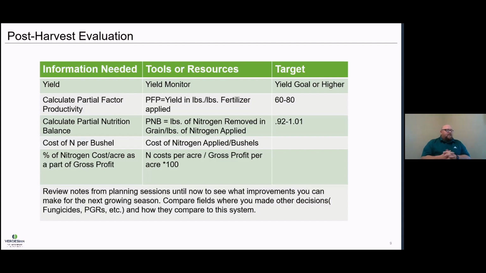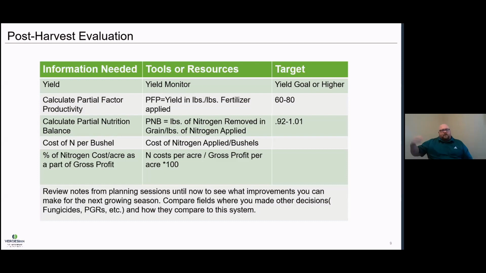The other way we can do this is really calculate our partial nutrient balance, right? And so that is the pounds of nitrogen removed in the grain. And there's a couple ways you can do this. You can just use a standard removal rate, so you can use 0.67, or you can actually take grain samples, send them into a lab, and have them estimate how much nitrogen is in your grain for a particular hybrid in a particular field, and then divide it by the pounds of nitrogen applied. And that number should fall somewhere between 0.92 and 1.01 to be our maximum efficiency.